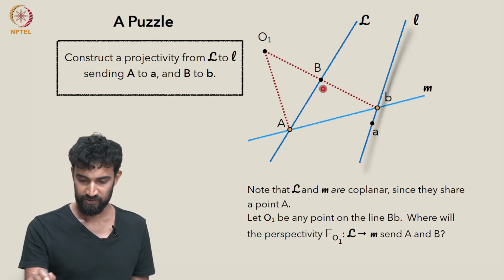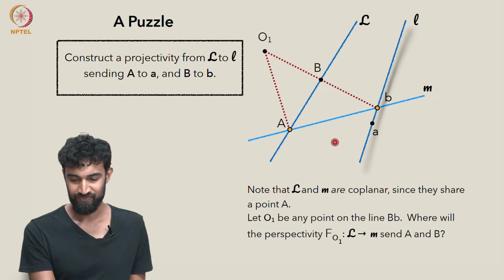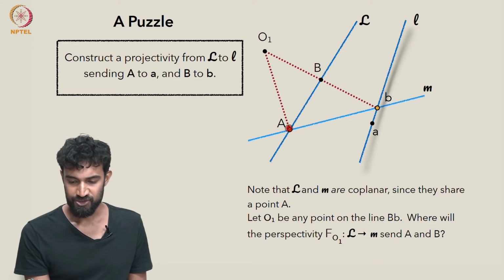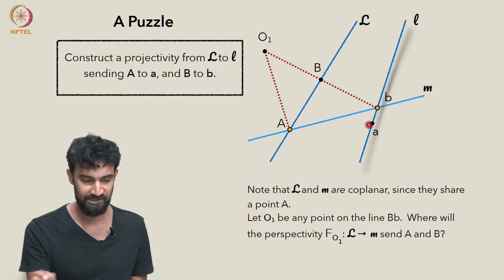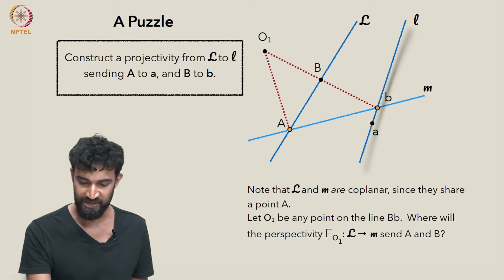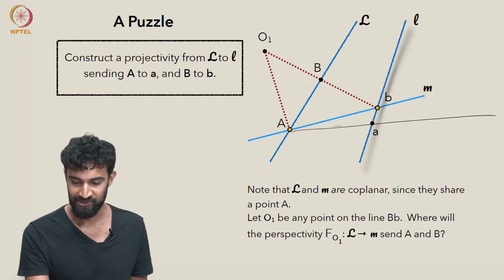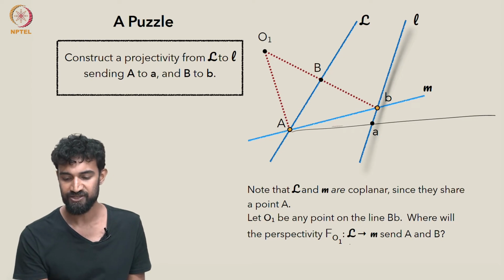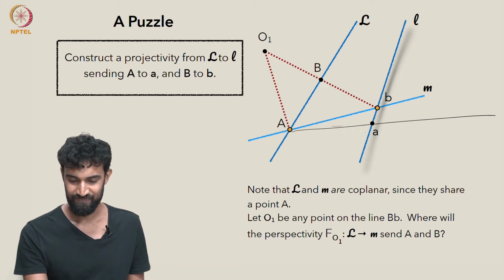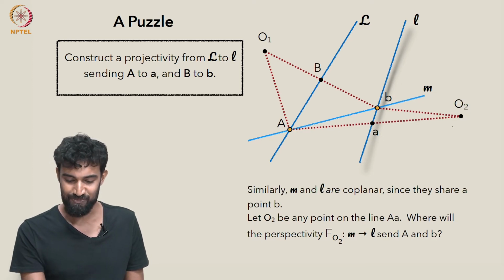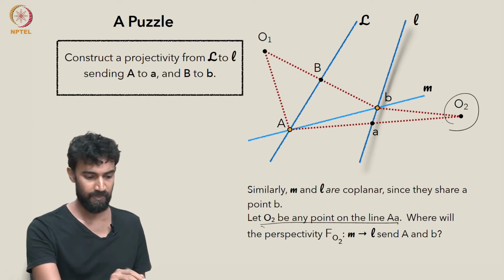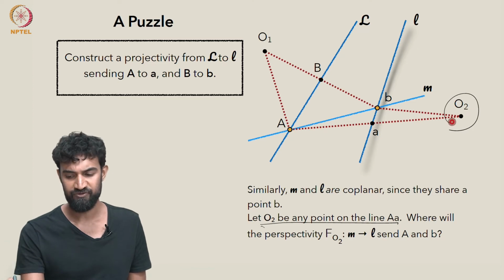So we've done half of our work. We've gotten B to little b, and A is still fixed. So what's remaining? Well, now we have to somehow get capital A to little a, right? We have to somehow get capital A to little a. How are we going to do that? Well, the simplest way is to just draw the line between capital A and little a, and pick any point on that line and call it O2.